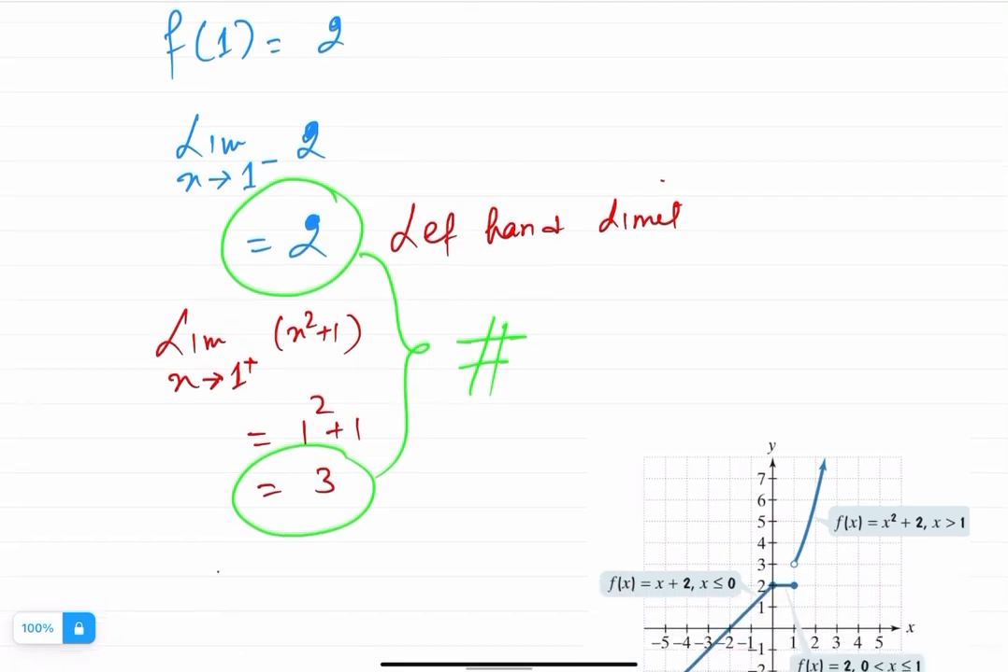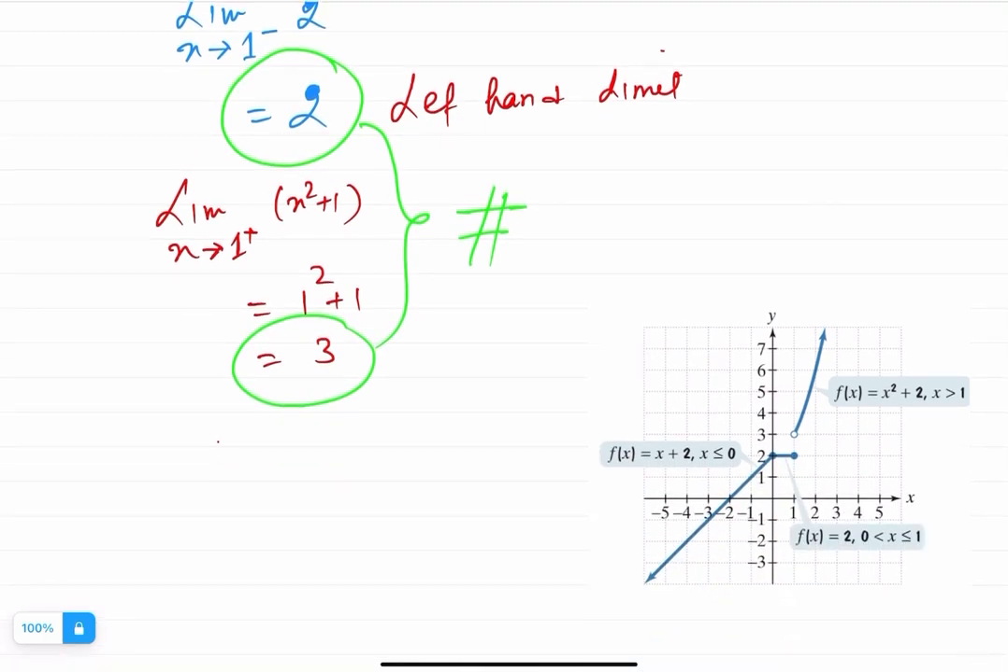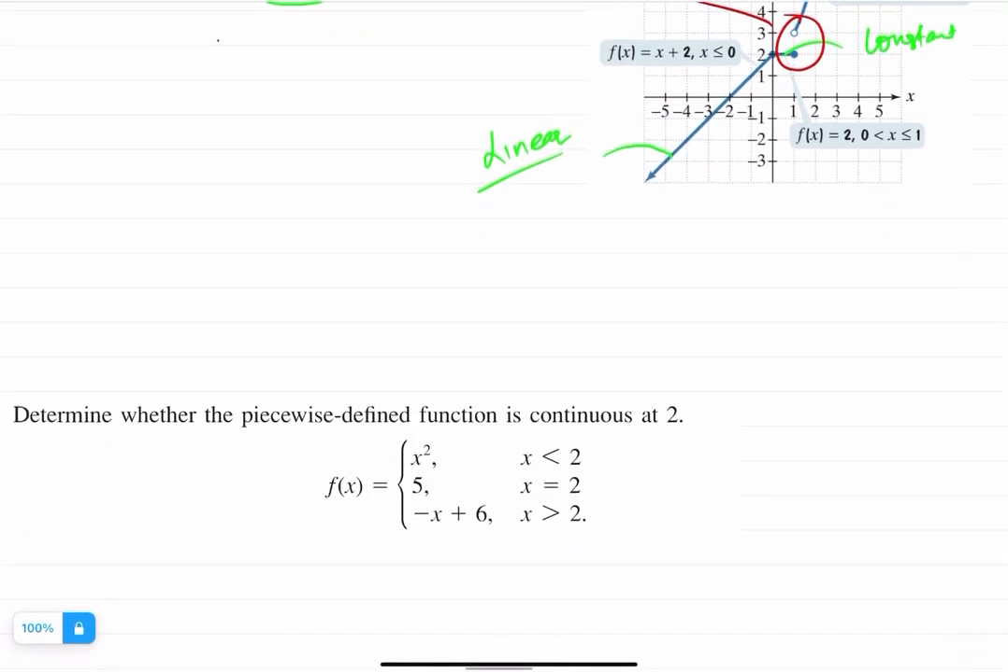Now you can check it in the graph too. This is a linear part and this is a constant part. They're merged together. They're continuous. But when x is equal to 1, it is discontinuous. They're not merged together because we get different limit values. So this is discontinuous here. So this is how we can find if a function is continuous or discontinuous. Let's move ahead.